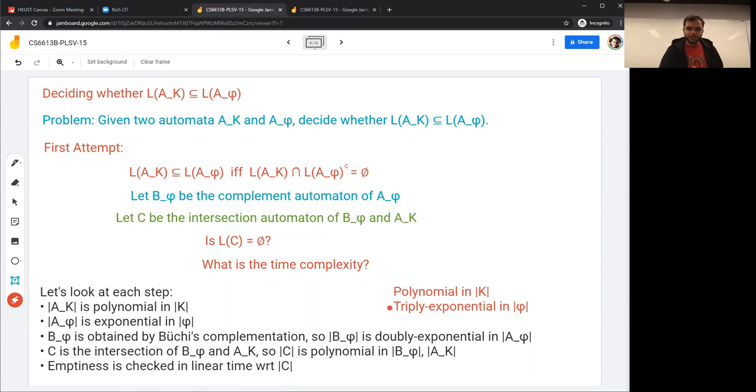So as far as we are concerned with removing the tower of exponentials, these are also not really interesting. What's really interesting is how we can get rid of the doubly exponential complementation. Right, so when I'm computing the complement of this non-deterministic Büchi automaton A phi, and I'm calling it B phi, why am I spending doubly exponential time? And can I do better using the tools that we've seen until this point?